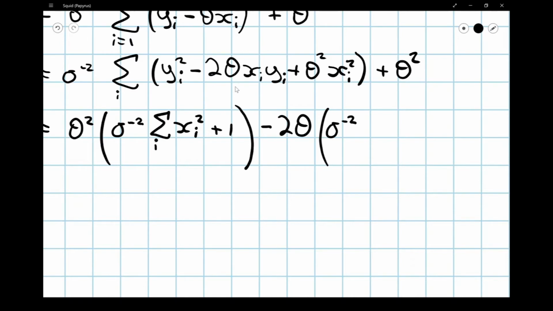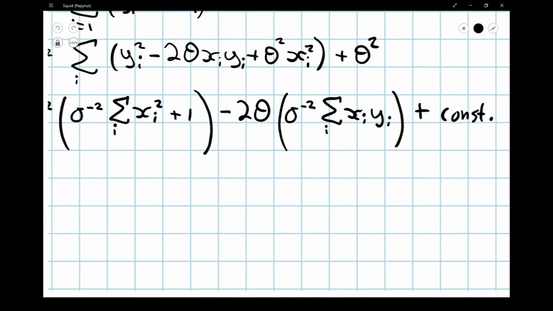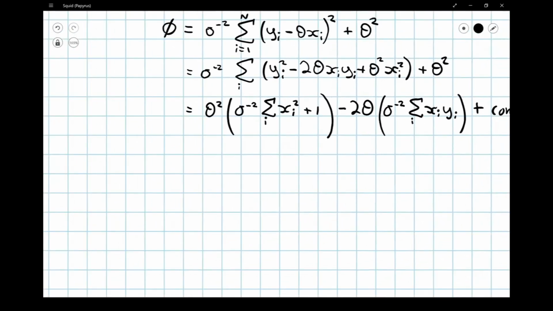And then that's multiplied by the summation over i of x_i y_i. And then there's nothing else here, so that's plus a constant. By completing the square, we now know that the posterior distribution is Gaussian, and that this is its precision.